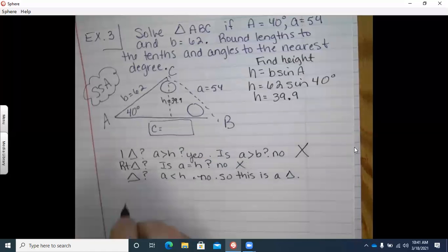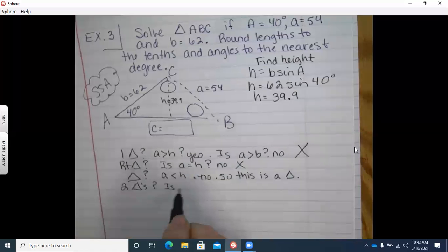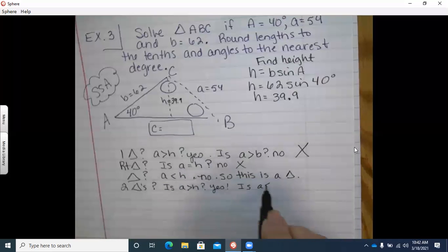So if it's two triangles, a has to be greater than h. Is a greater than h? Yeah, same as if it's just a regular old triangle. But also, is a less than b? Yes. To be just any old regular triangle, a had to be greater than b. But if a is less than b, that means we have two triangles.